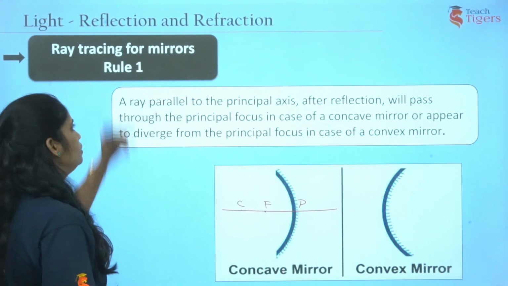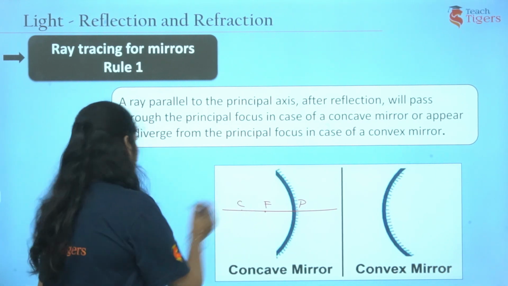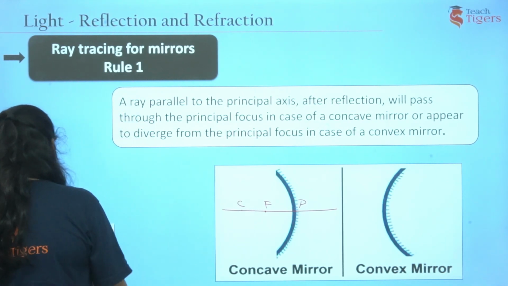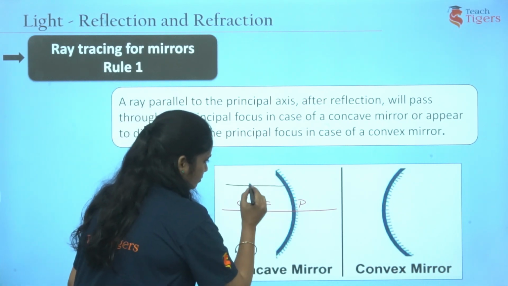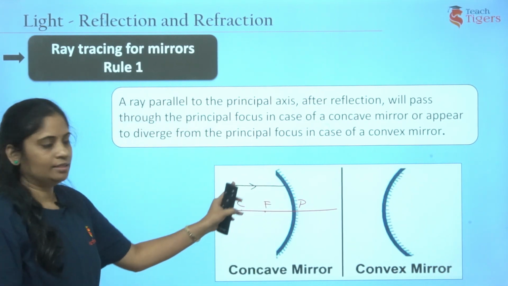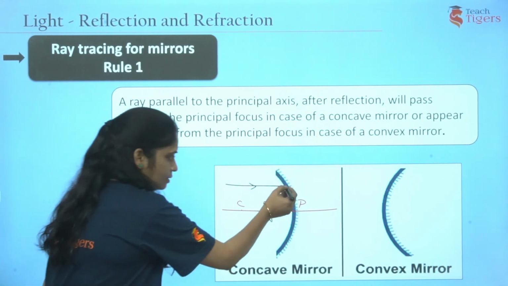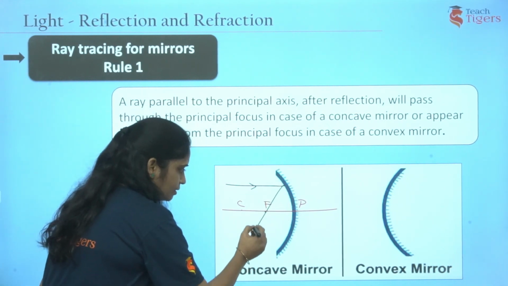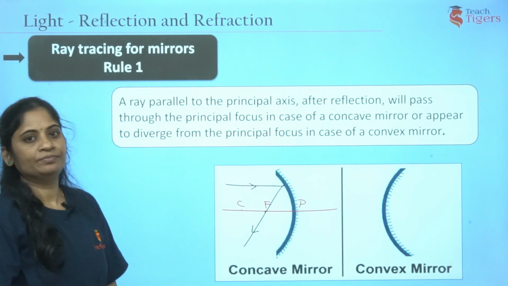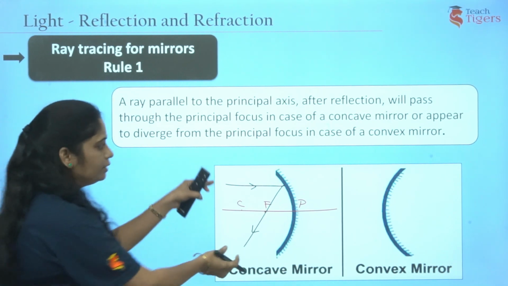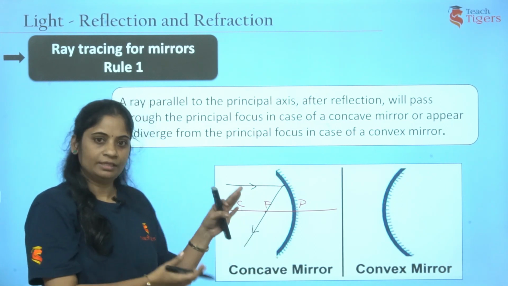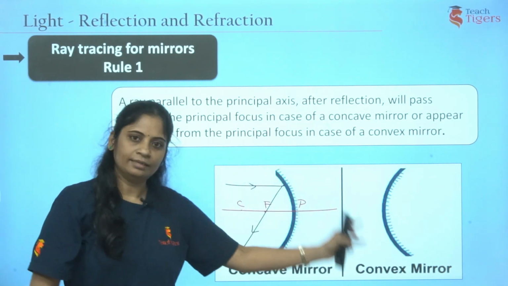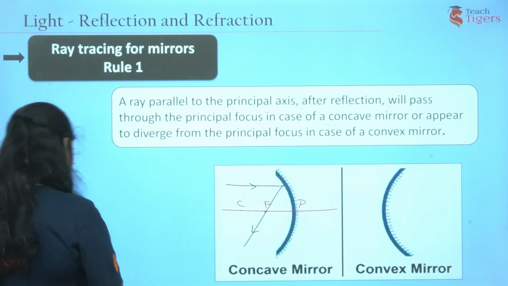The first rule states that when a ray is incident parallel to the principal axis, it reflects and passes through the focus. If you remember this, you need not draw the tangent, nor the normal. Very easy and interesting, right? The same thing we'll try to draw for convex also.